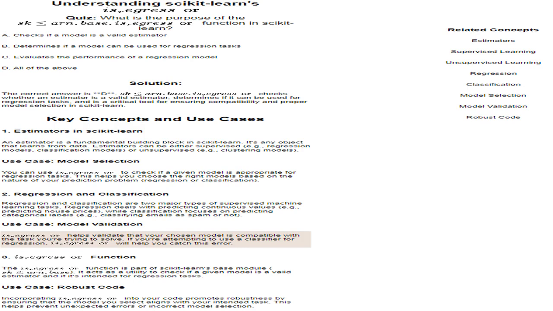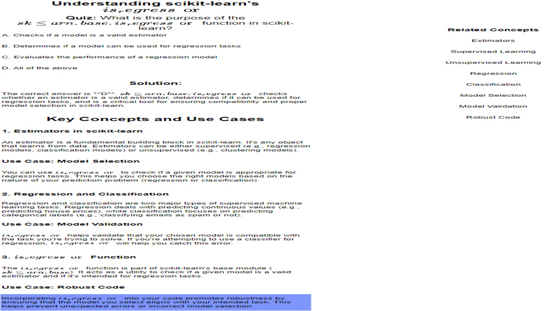Before training a linear regression model y = ax + b, you would use isRegressor to ensure that the model is designed for predicting continuous values, which are represented by the variable y in the equation. Incorporating isRegressor into your code promotes robustness by ensuring that the model you select aligns with your intended task. This helps prevent unexpected errors or incorrect model selection.